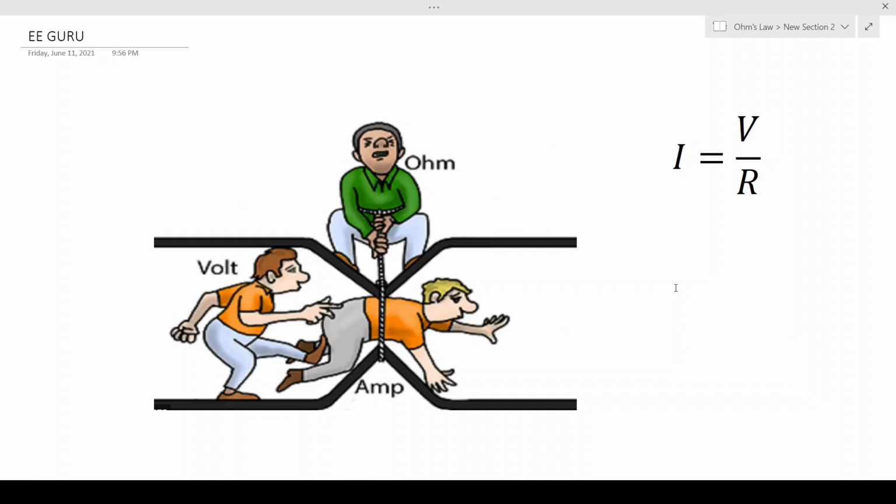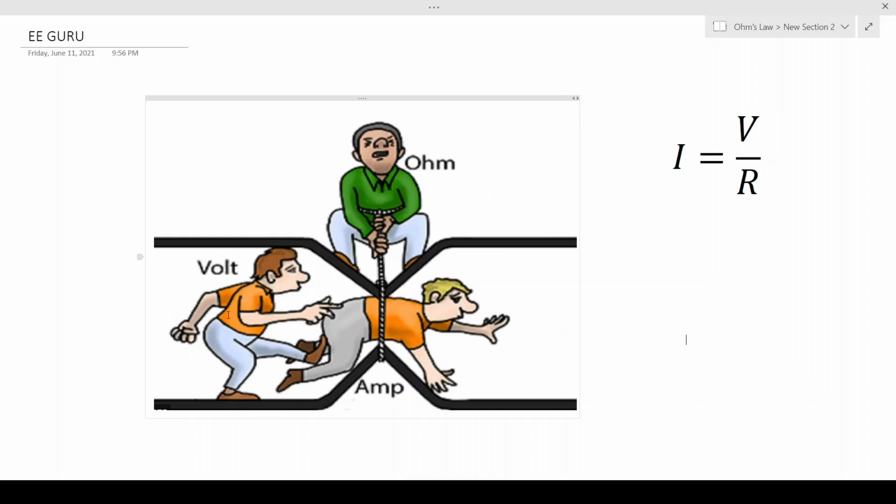This image does a great job of illustrating Ohm's Law. If we take a look at this image, we can see that voltage is denoted by its unit volts, current is denoted by its unit amps, and resistance is denoted by its unit ohms.